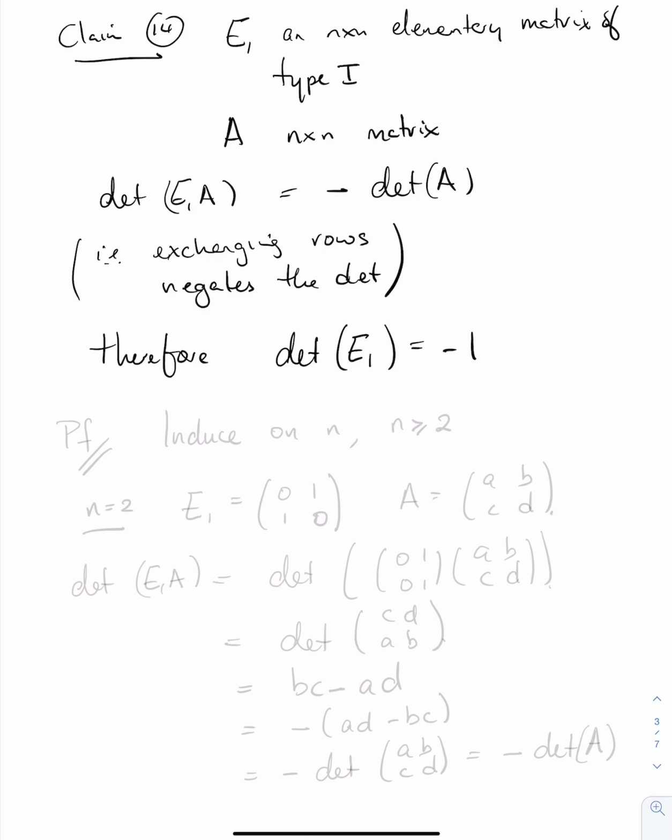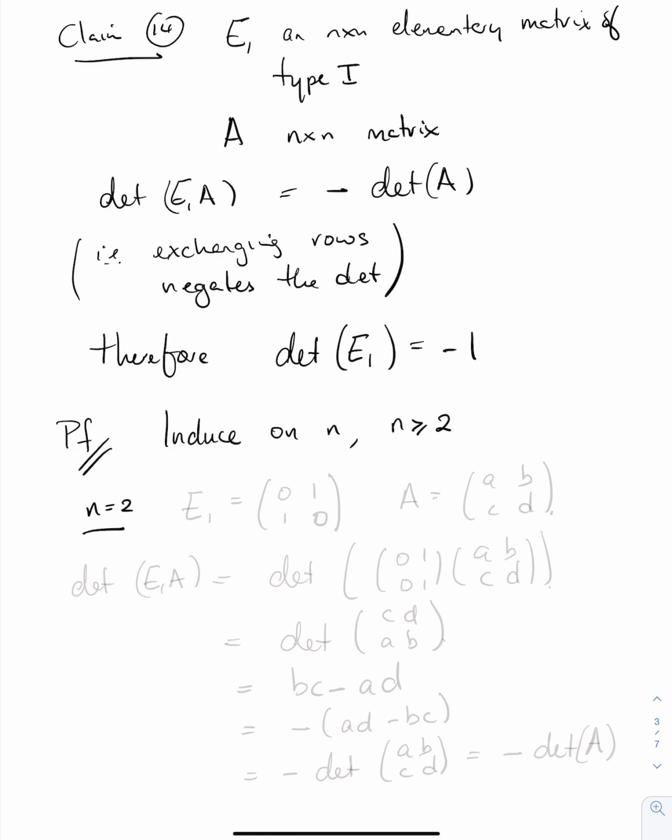Let's prove it. Proof. We will do a proof by induction. We're going to induct on the size of A, so we're going to induct on n. The elementary matrix needs to exchange rows, and so n has to be greater than or equal to 2. Therefore, our base case is the n is equal to 2 case.